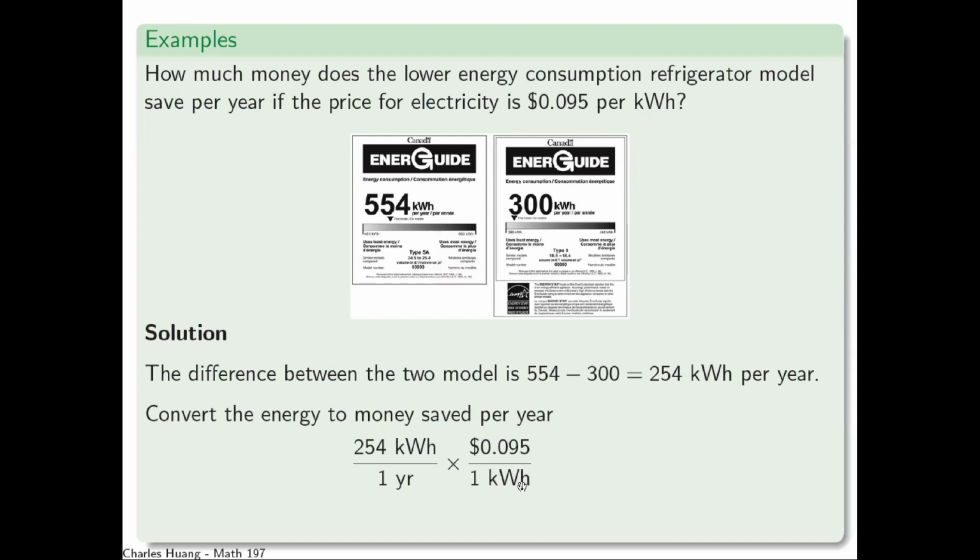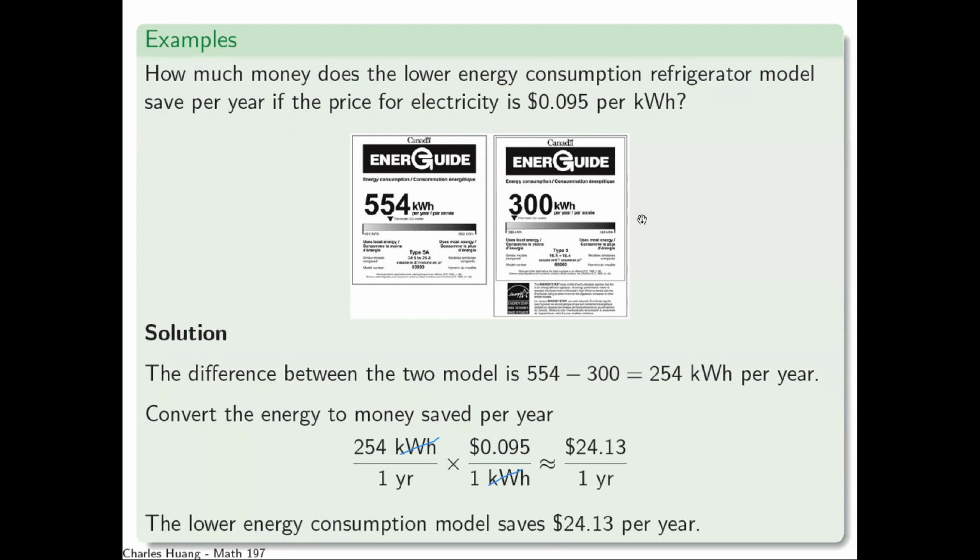Since I have kilowatt hours in the denominator, I will need kilowatt hours in the numerator so that I can remove them. Then I would just keep my kilowatt hour per year like this. Have years in the bottom, 254 on top. Then I just multiply, right? And you might not want to write everything out in such a complicated way. You can just think to yourself, we say 254 kilowatt hour, and each of these kilowatt hours is 0.095. Oh yeah, of course we have to multiply them, right? I have 254, and each one costs that much, so I multiply. Multiplying that gives us $24, so we save $24 per year.